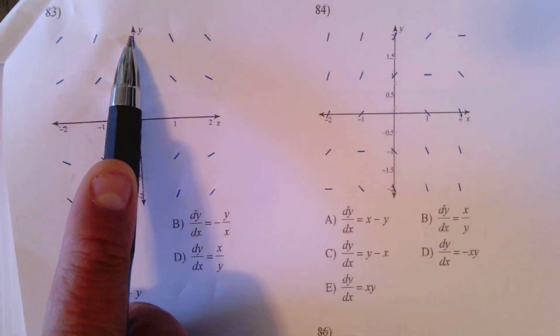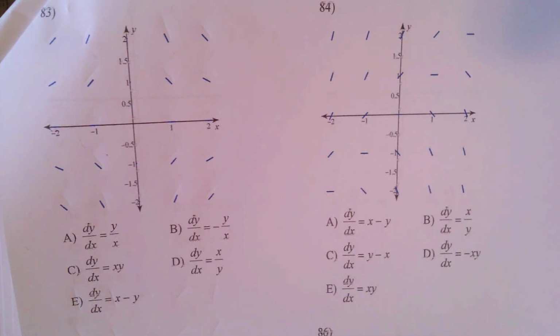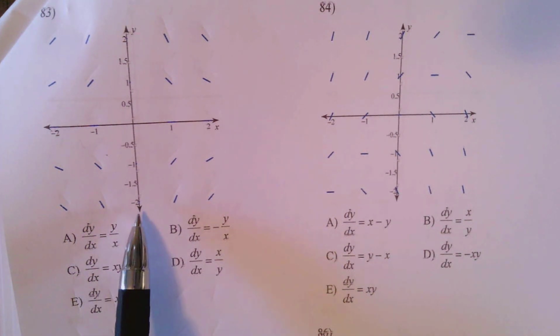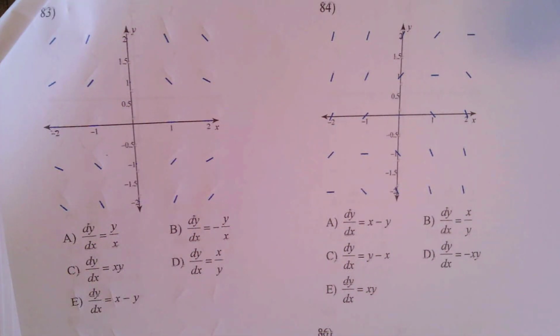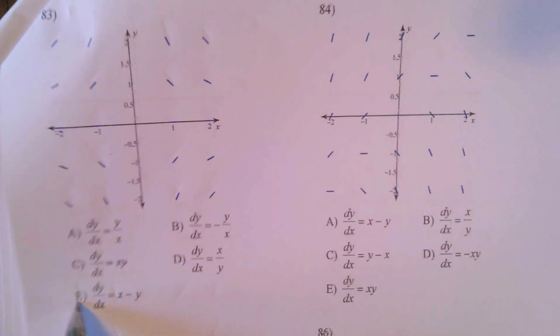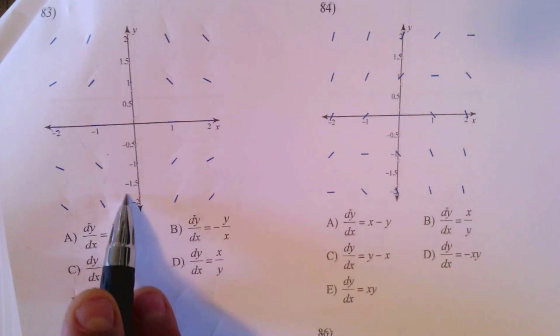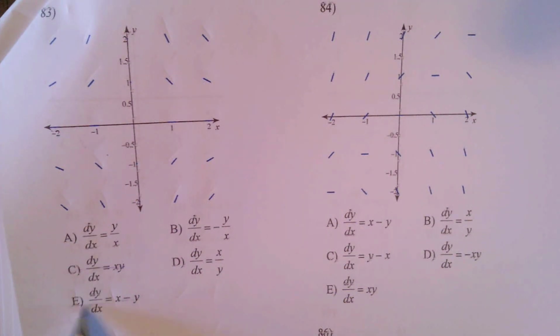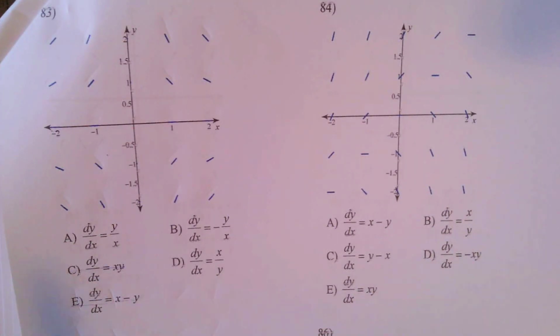Notice that there are no markings along the y-axis. So that means when x is 0, that is going to be undefined. When one of them is undefined, that's a hint that it's probably one of the division ones. So it's probably not this guy or this guy, because if x was 0 or y was 0, then we would have zero lines here. So right now I got it narrowed down to A, B, or D.